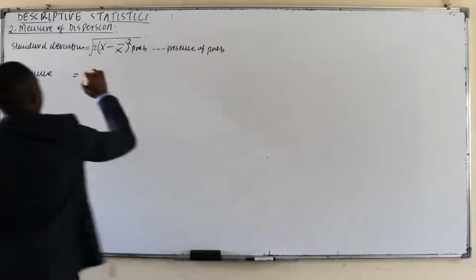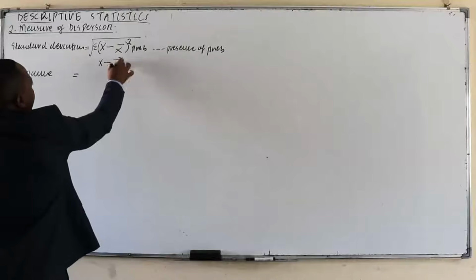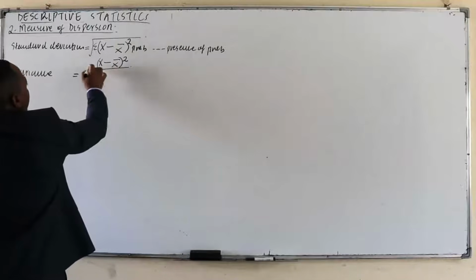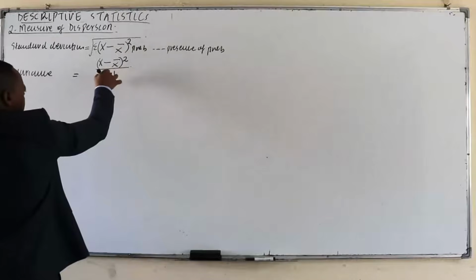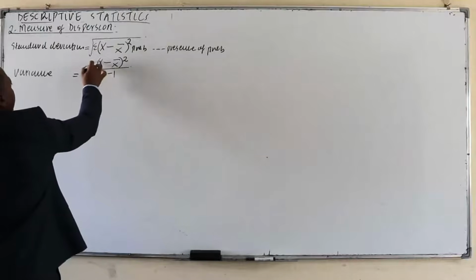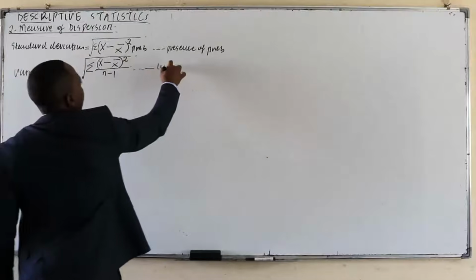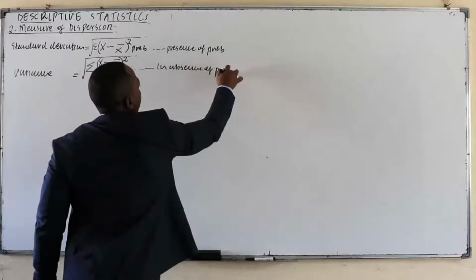If there is no probability, x bar is our average, you square all of it, divide by n minus 1, take the summation, and then you get the square root. So this one is in absence of probability.